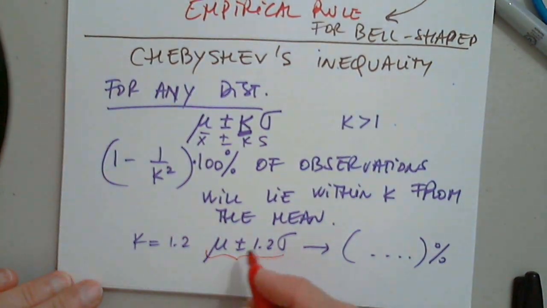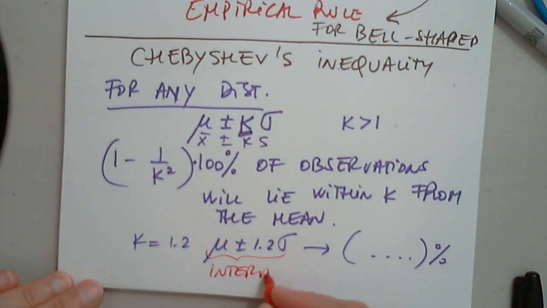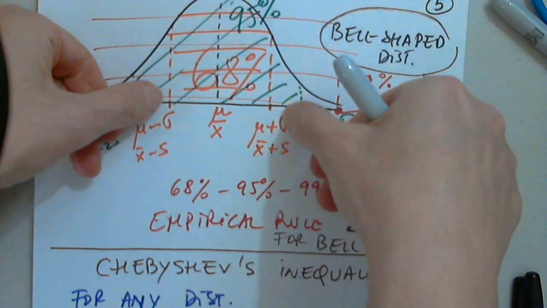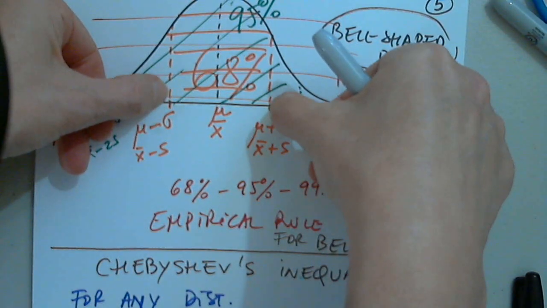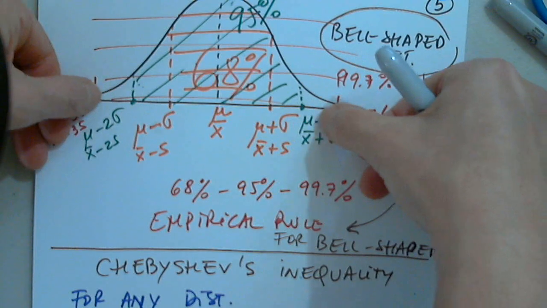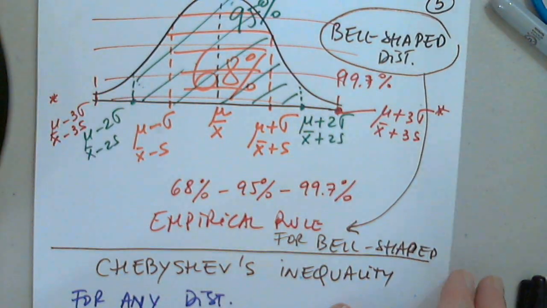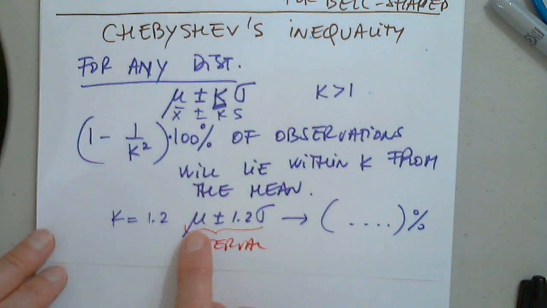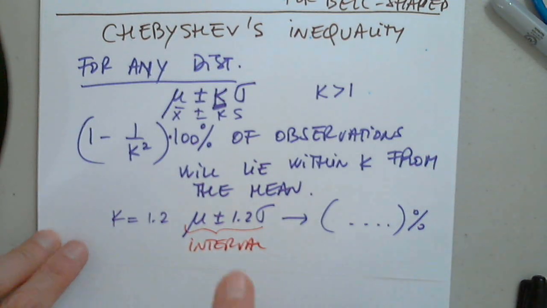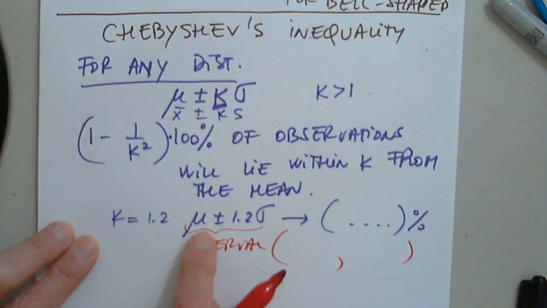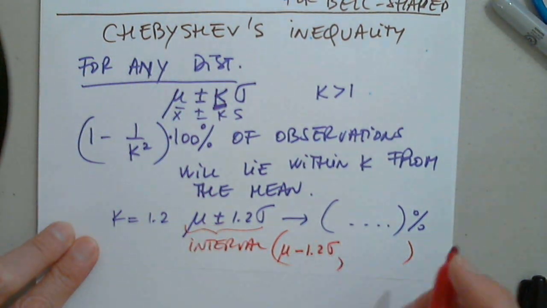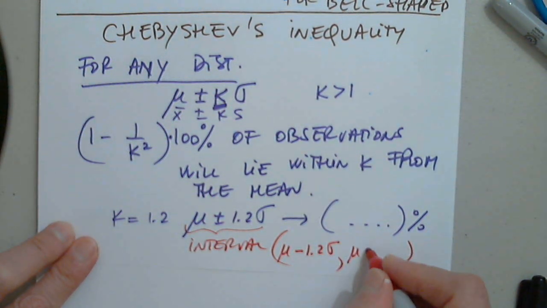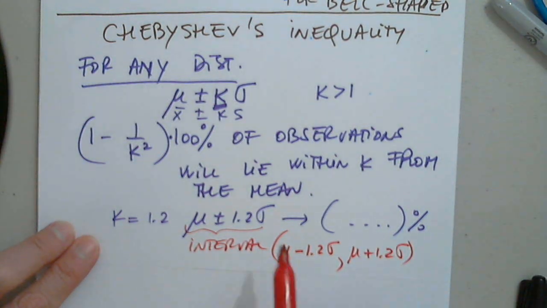This is an interval like this one. When we say mu minus sigma, mu plus sigma, we're saying this interval, right? When we are told mu plus or minus 1.2 sigma, it means the minimum is mu minus 1.2 sigma, and the maximum in this interval is mu plus 1.2 sigma. So this has to be understood as an interval at all times.